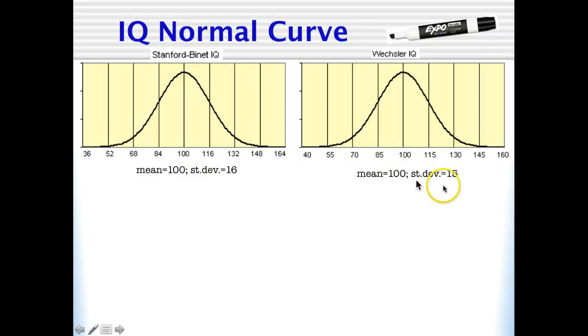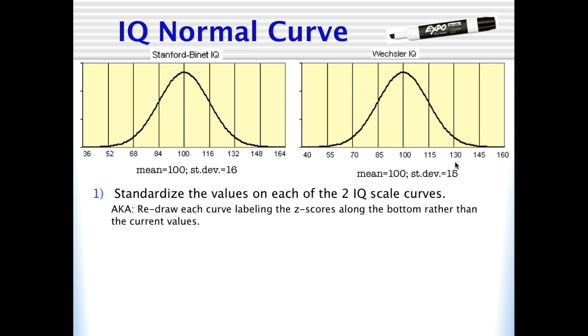The standard deviation of the Binet is different than the standard deviation of the Wechslers. Now, what I had students do in class is standardize the values on each of the two IQ scale curves. Basically, redraw these values on the curves as on my axis, but changing them to z-scores. And I had them do that on both curves, and then generalize their findings.